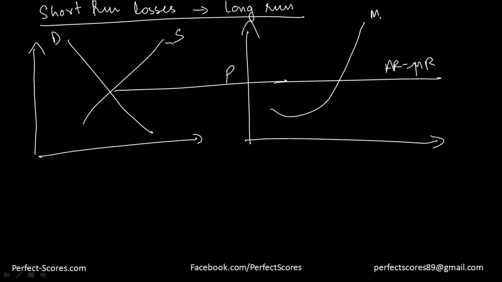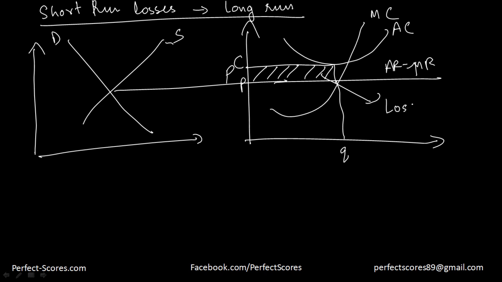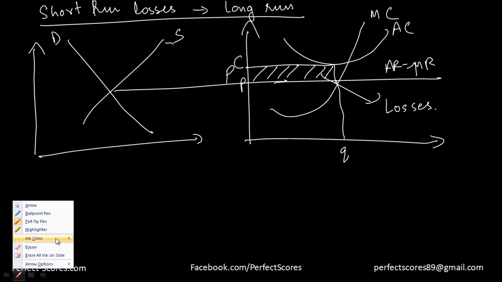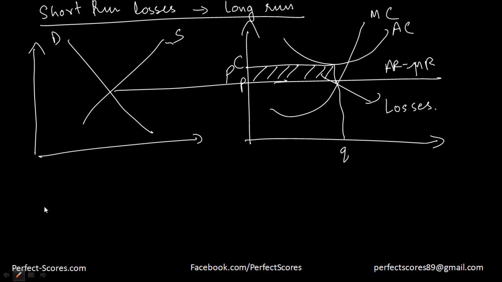This is my marginal cost. This is my average cost. And this is the quantity produced. This is the price, and this is my costs. And these are my losses which the firms are incurring. Now since the firms are incurring losses, the existing firms are going to go away. They are going to exit the industry.